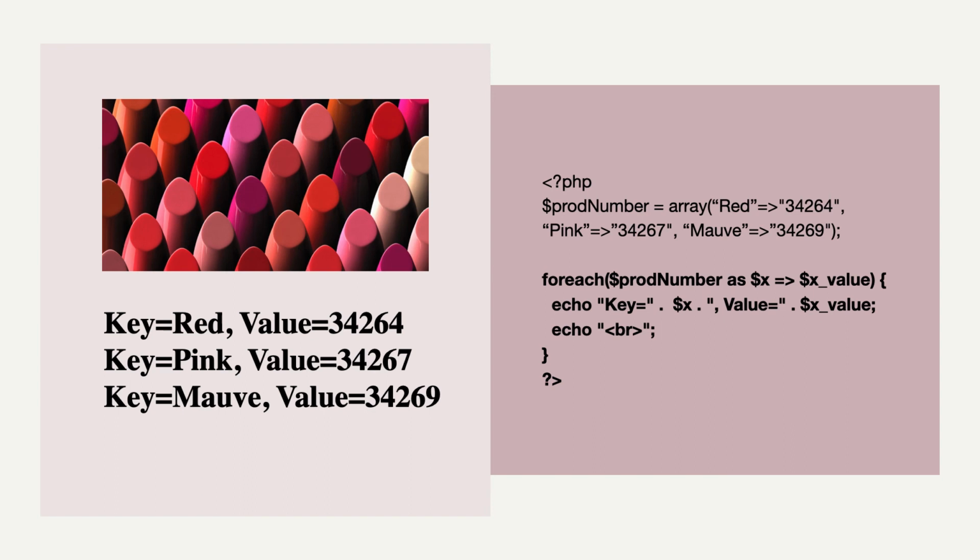In curly braces, add echo and the word key surrounded in double quotes, a dot for concatenation, and once again the key variable $x. A dot could be added, the text value surrounded in double quotes, a dot, and the product's value variable $x_value and a semicolon. Add in a break on the next line and close with a close curly brace. Don't forget to make sure all of this code is inside a PHP opening and closing tag.